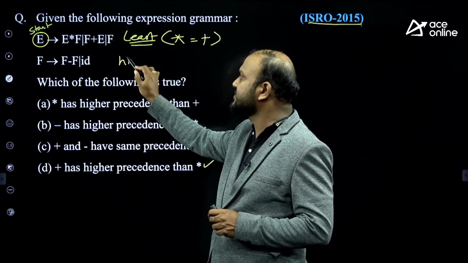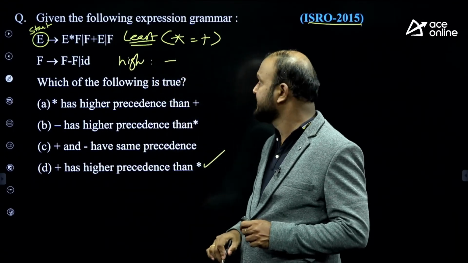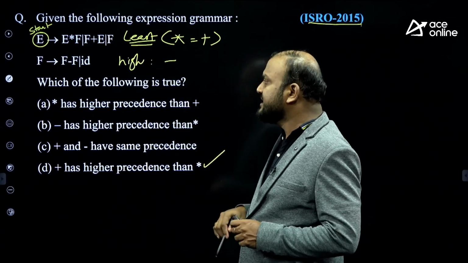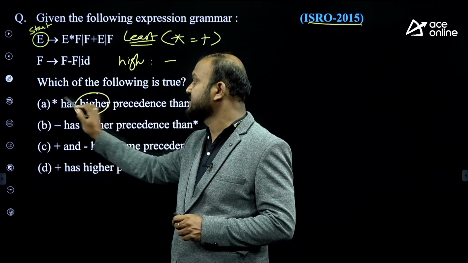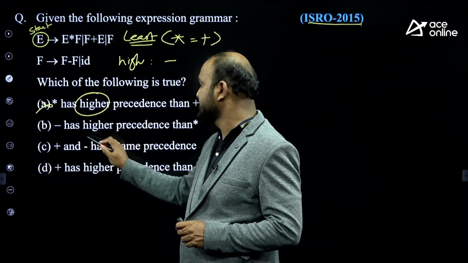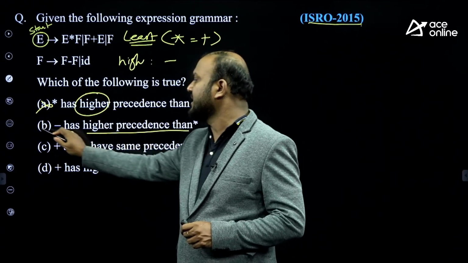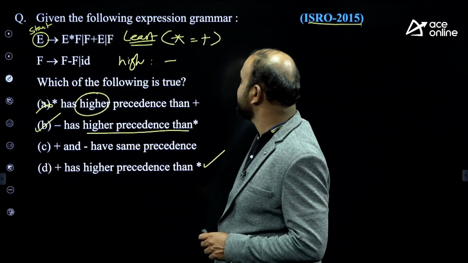And what is the highest precedence? Highest precedence is there for the minus. Now which of the following is true? Star has higher precedence? No, star has least precedence. It is incorrect. Minus has higher precedence? Yes. Then star, correct. And plus and minus have same precedence?